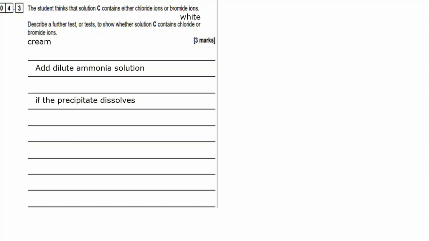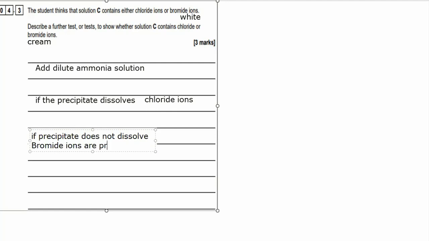So that's a good way to distinguish between these quite similar colors or quite similar precipitates. The white and the cream is quite hard to distinguish between. So if you ever get stuck wondering, is that white, is that cream, add dilute ammonia solution. If it dissolves, it's chloride ions. If it doesn't dissolve, that tells you you've got the bromide ions.